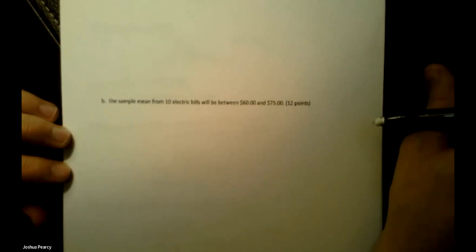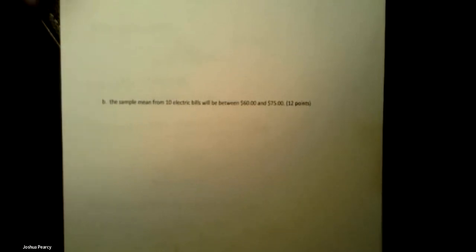Here's number 15. It says the average electric bill in Stillwater, Oklahoma is $67. The standard deviation is $9. If the amount of the electric bills are normally distributed, find the probability.